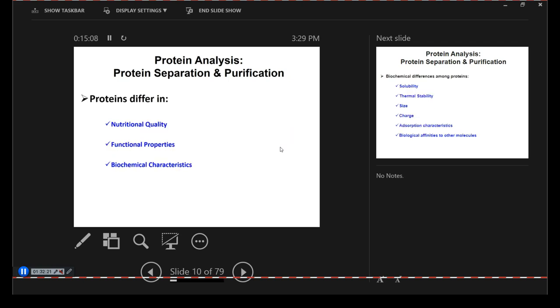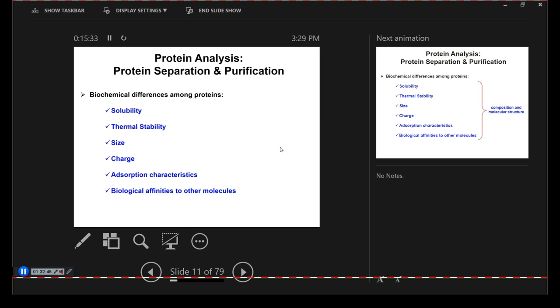So with protein separation, we rely on differences in proteins in order to separate them and isolate them and purify them. So proteins, we know that they differ in nutritional quality and they differ in functional properties. We don't rely on these differences to separate and isolate them. We rely on differences in biochemical characteristics. So with biochemical characteristics, what I mean is the solubility of the protein at different pH, at different salt concentration, in different solvents altogether.